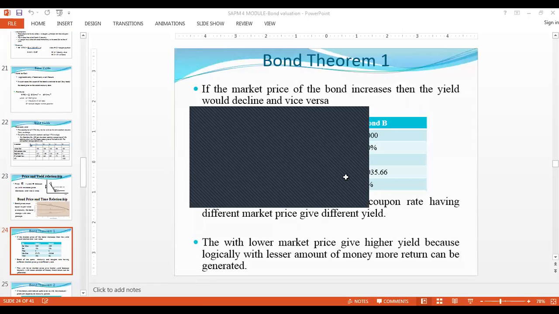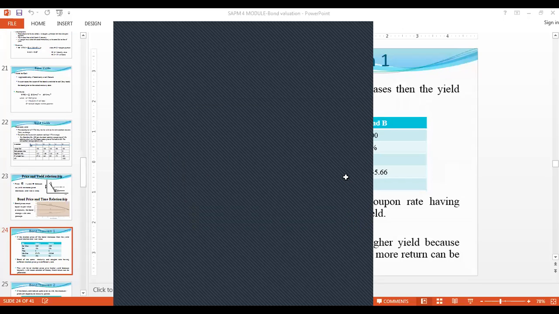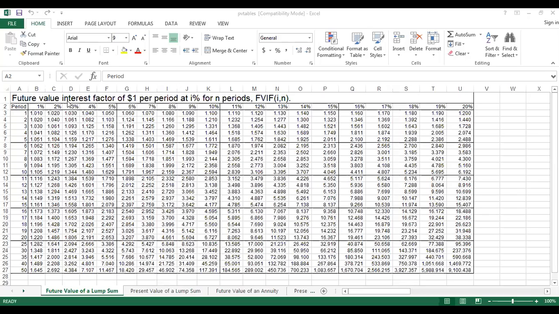I will do one thing. I will share this screen quickly. Do not waste time on this. I'll share another screen quickly so that it is easy for you. Now, just look at this. This is the Excel sheet that I shared with you.